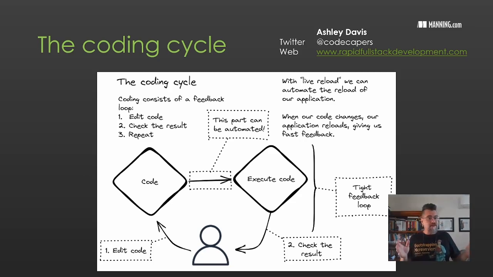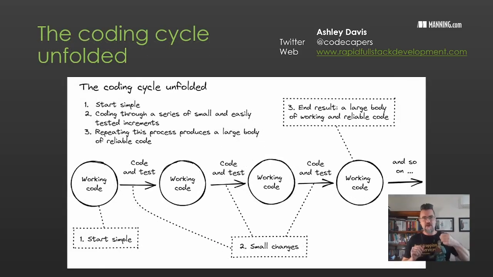But we can also apply this technique across the stack. We can use this in the back end. We can use it in microservices. We can use it in our testing pipeline. You can see in the diagram here, the part that is labeled, this part can be automated. That's where live reload is going to fit into our coding cycle. This diagram shows the coding cycle unfolded over multiple iterations. It's like a bird's eye view of the ongoing process of development.